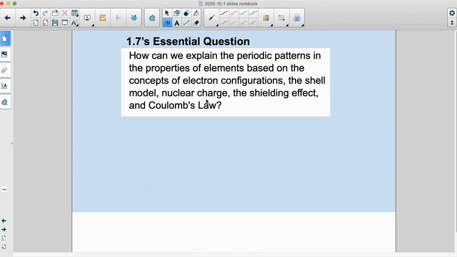So here's our essential question for topic 1.7. We want to explain the periodic patterns in the properties of elements on the periodic table based on concepts of electron configuration, which we learned the previous day, the shell model, which is the same as the Bohr model, nuclear charge, the shielding effect, and Coulomb's law.